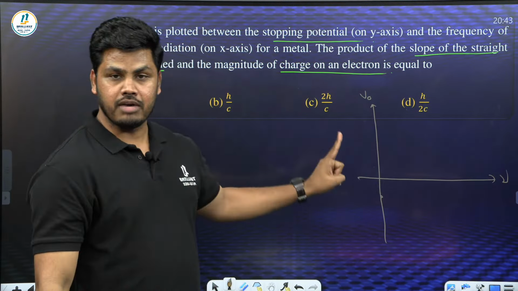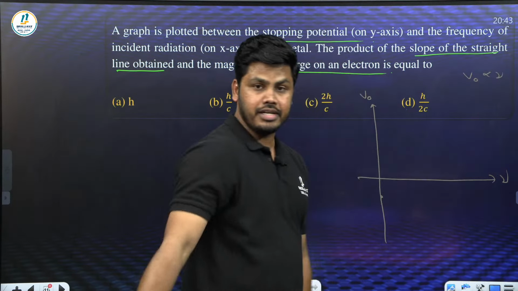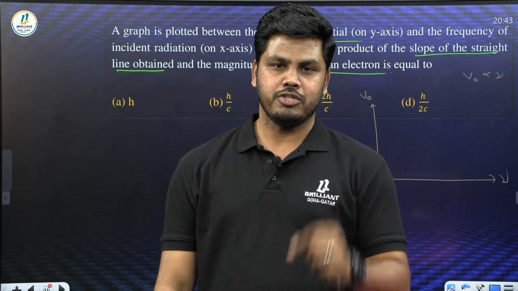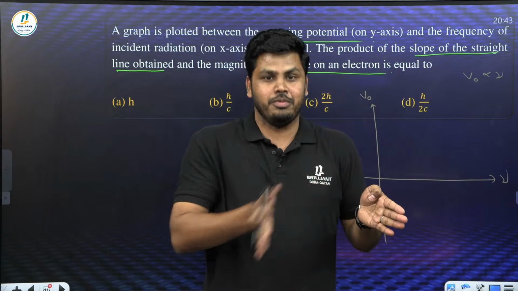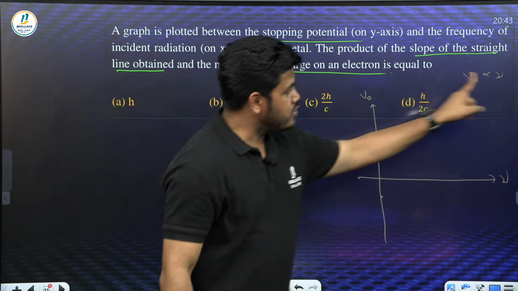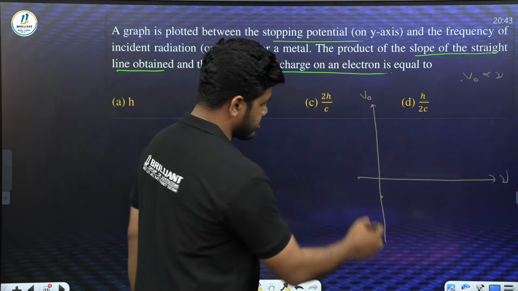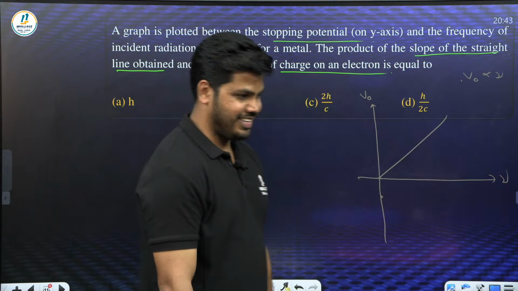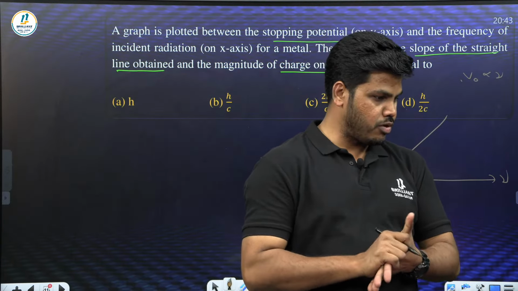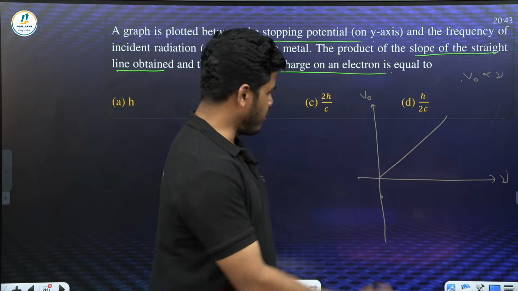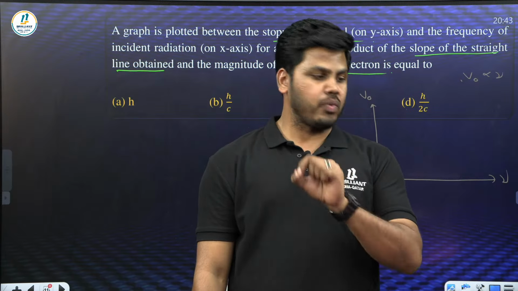So what is the shape of the graph? We know stopping potential is directly proportional to the frequency of incident radiation, because stopping potential is proportional to kinetic energy, and kinetic energy is proportional to frequency. That is how we related them. So when you change frequency, stopping potential changes. Directly proportional, so the graph should be a straight line. But you can't start the graph from the origin. Why? Why can't we start the graph from the origin? From where should I start the graph then? See, I cannot start from zero frequency.